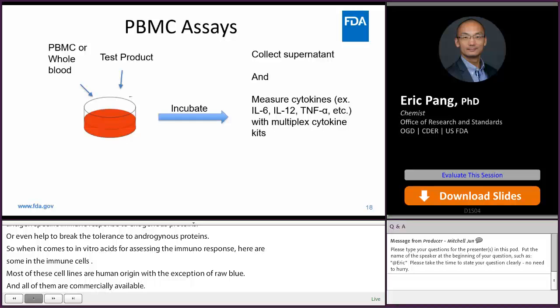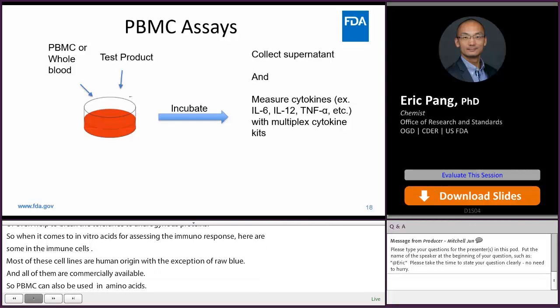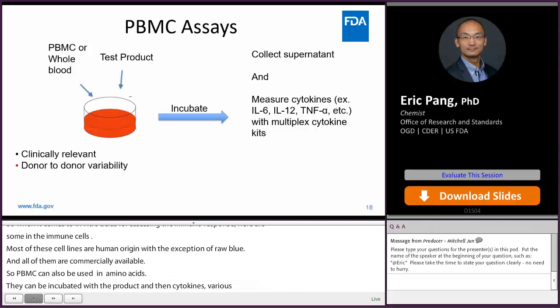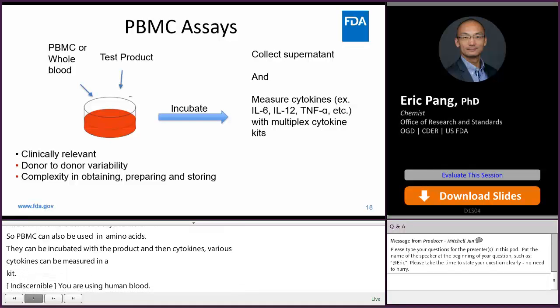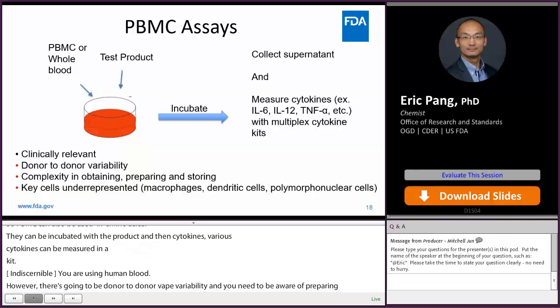PBMC from the donors, or whole blood from the donors, can be incubated with the drug product, and then various cytokines can be measured using a commercial kit. The advantage of using PBMC is it may be clinically relevant, since you're using human blood. However, there's going to be donor to donor variability, and you need to be aware that preparing, handling, and storing PBMC can be complex and challenging. PBMC may also lack some of the underrepresented cells such as macrophages, dendritic cells, and polymorphonuclear cells. So be prepared to justify this.